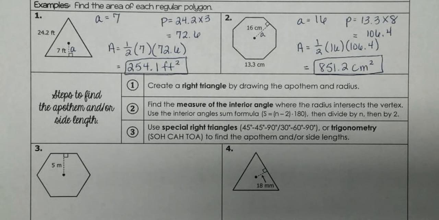So what you're going to do is you're going to use the interior angle sum formula, which is given there, and then you're going to divide it by the number of sides, n, and then you're going to divide it by 2. That will give me the angle that I need. And then step 3, I'm going to use that angle, and I'm going to use trig to find the side length or the apothem, whichever that I need. So let's put those steps into action.